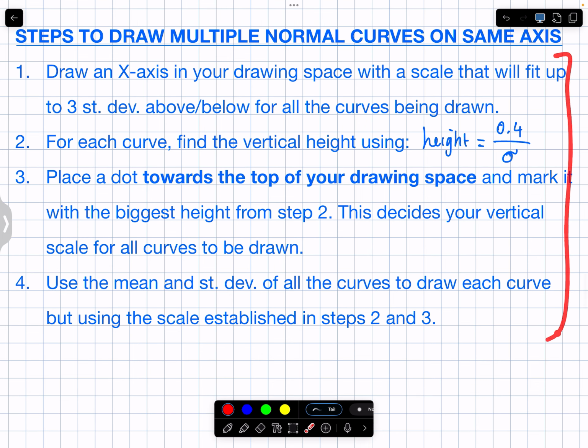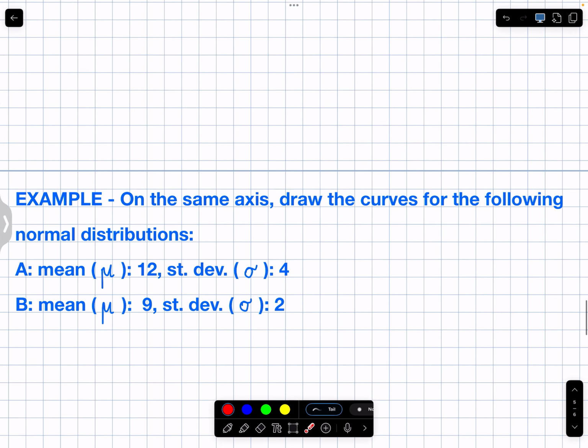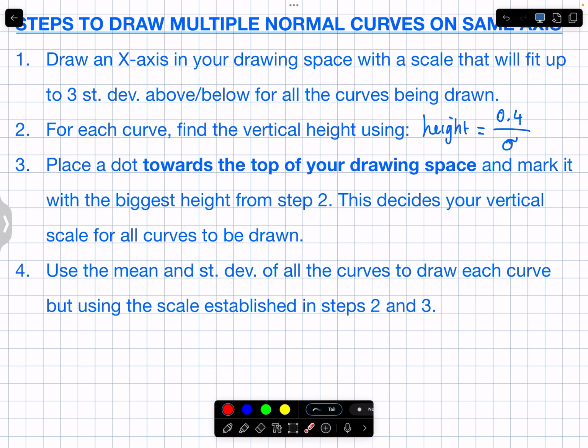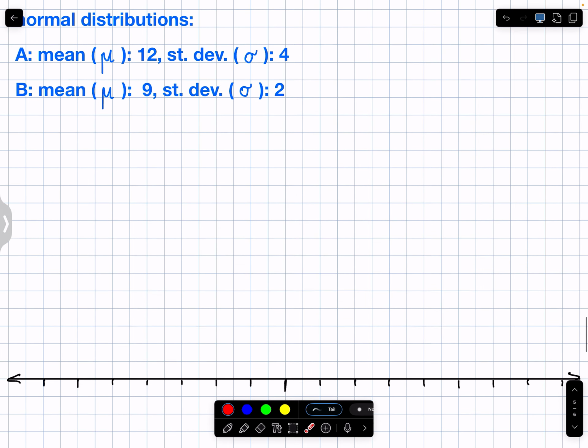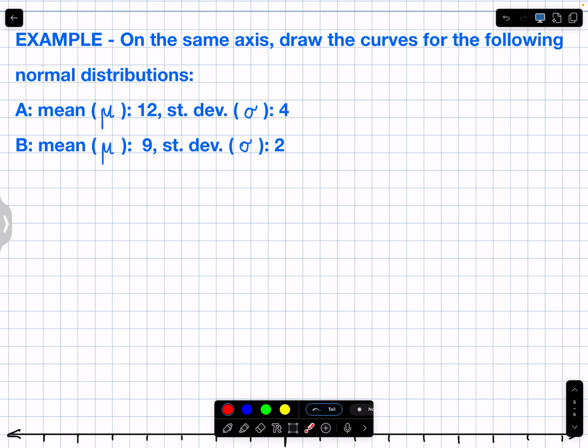That sounds like a lot of faff, but you've got it printed out. Let's demonstrate it so you can see it's not. Step 1, draw an x-axis with a scale that's going to fit 3 standard deviations away. I've got a scale here, but it's not decided yet. Which one of these 2 curves that I'm being asked to draw is going to be the widest? A. Why? Because the standard deviation for A is twice the size of B. Good. And we decided that normal distributions go 3 standard deviations above and 3 standard deviations below the mean.